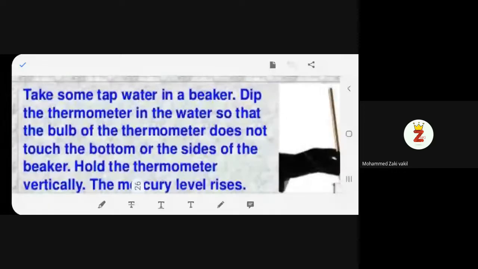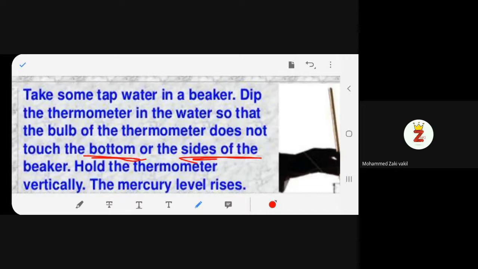Now we'll take some tap water in a conical flask or in a beaker and then put the thermometer in the water. But you have to be very careful that the bulb of the thermometer should not touch either the bottom or the sides of that vessel. It should only touch the water but not the flask. Otherwise, you will get the measurement of the flask and not the water. We are interested to take the temperature of water only. So only water should be touched and not the container. Is it clear?